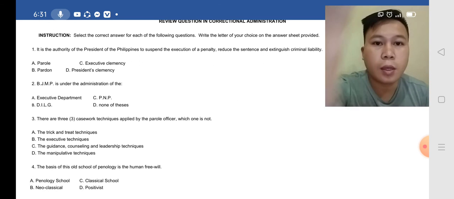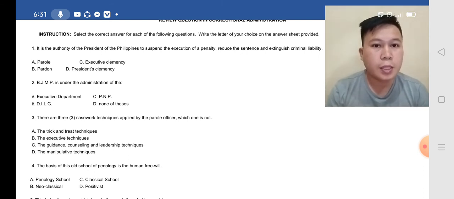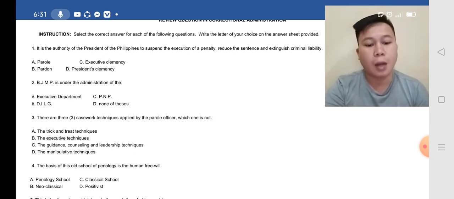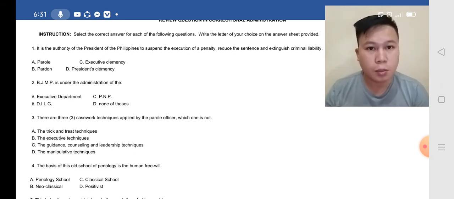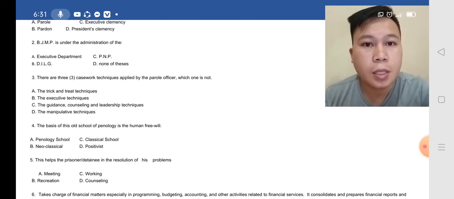So, there are three casework techniques applied by the parole officer. Which one is not? So, makikita natin dito, dapat marami na kayong kaalaman tungkol sa correctional administration because at the end of the day, the board examination is hard. So, napakahirap mag-take ng board exam na wala tayong kaalaman sa subject nito.